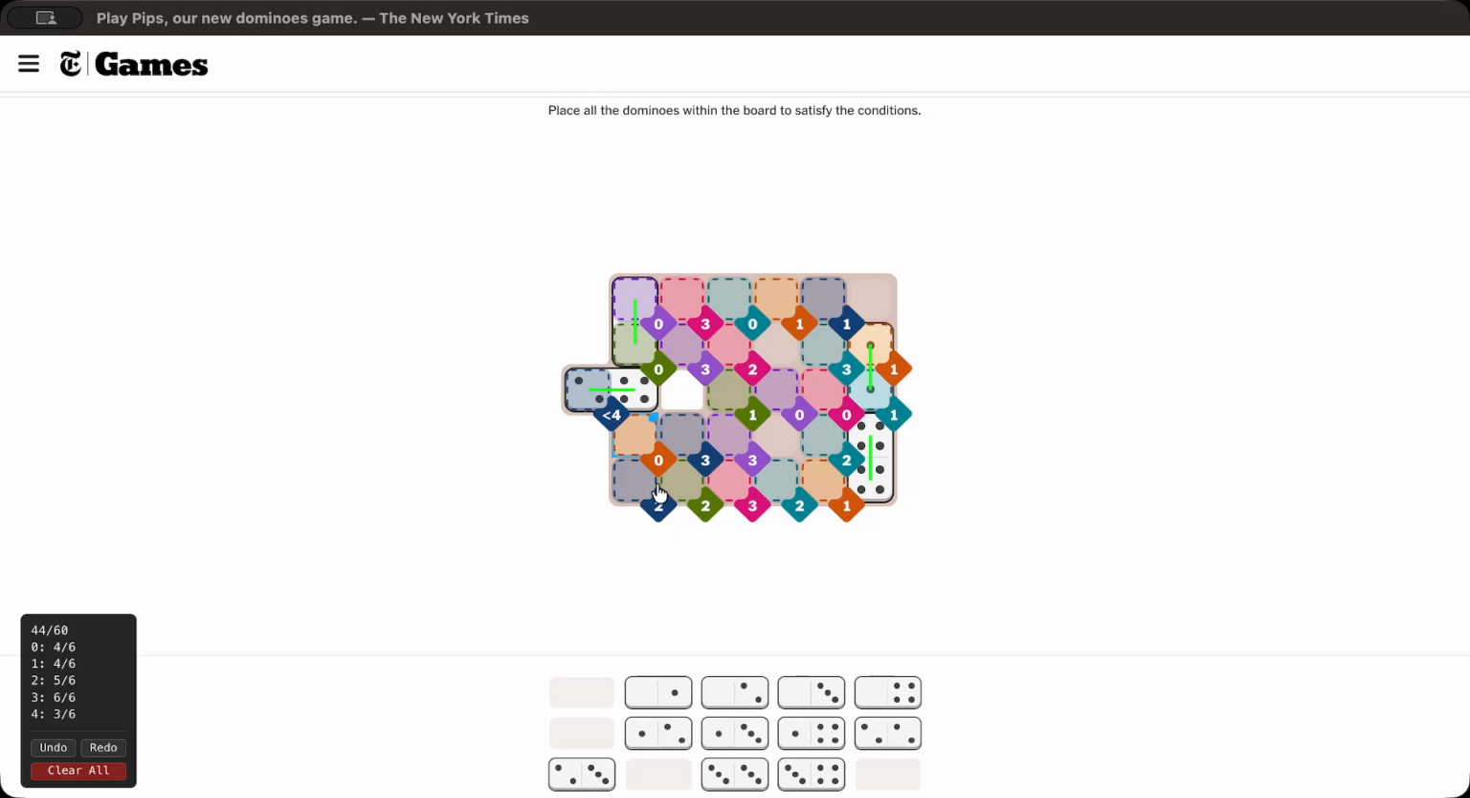Let's see. Is there anything else we can decide? We have a 2-2, and we have a 3-3. We don't have any 0-0s left, so we know that this doesn't go this way. We have a 0-2. We have a 0-3. This is possible. Do we have a 2-3? Yes. 2-3, 3. We have a 3-3.